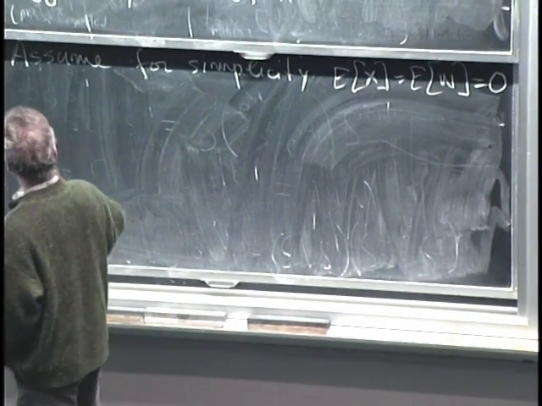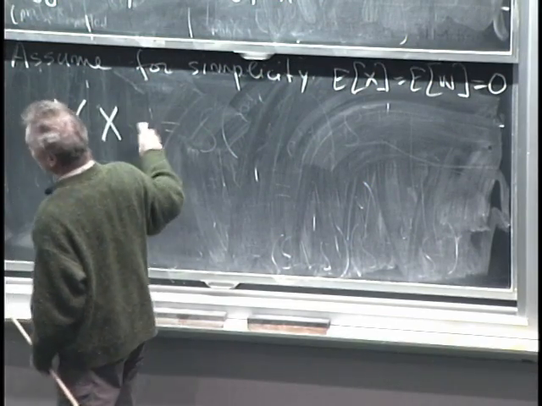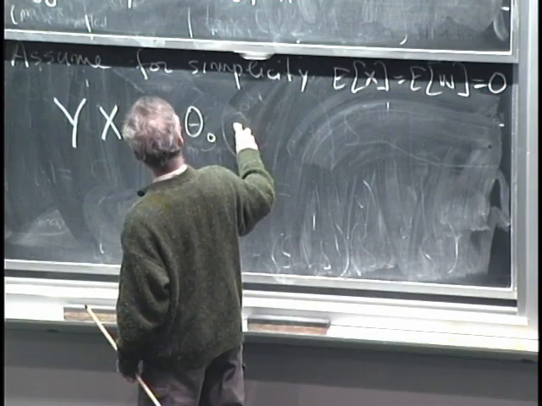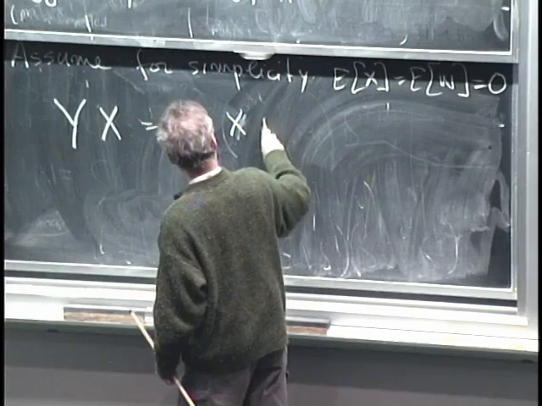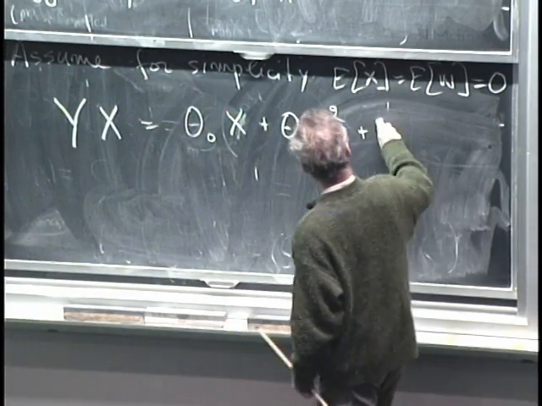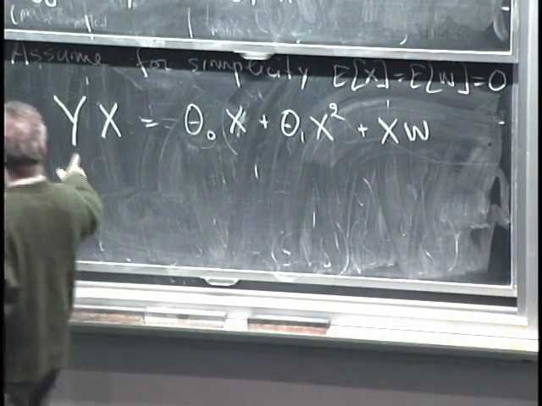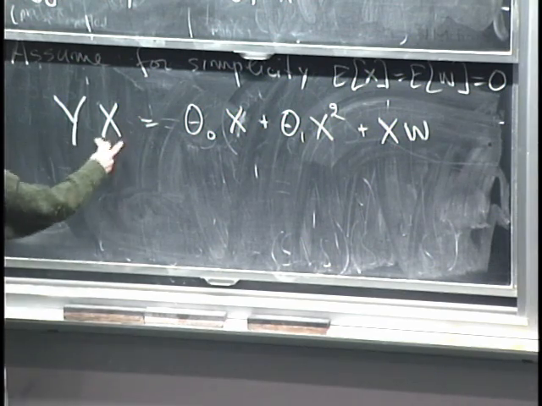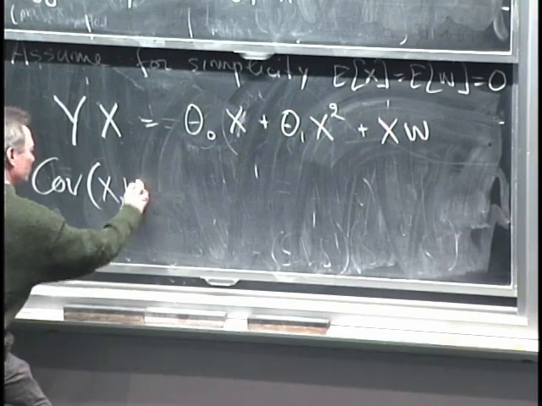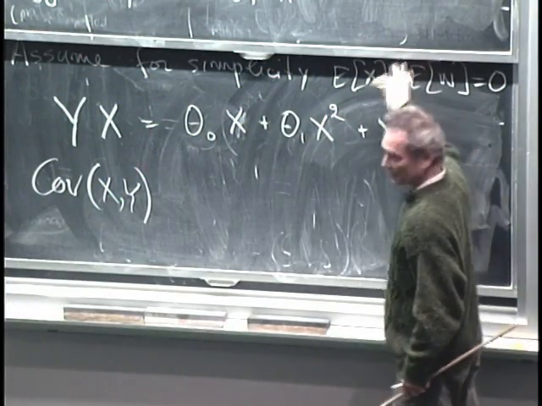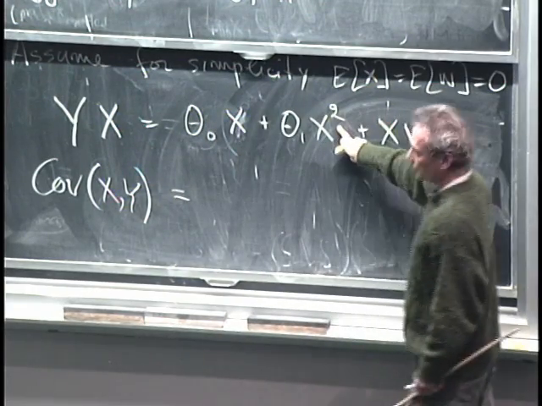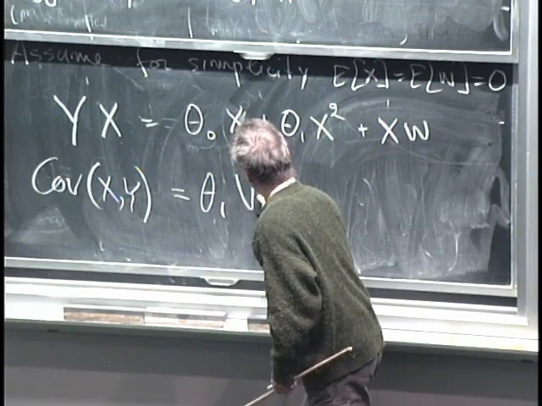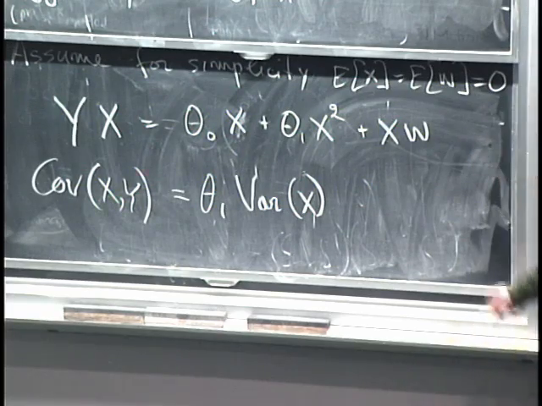Let's multiply both sides of this equation by x. So we get y times x equals theta 0 x plus theta 1 x squared plus x w. And now take expectations of both sides. If I have 0 mean random variables, the expected value of yx is just the covariance of x with y. I have assumed that my random variables have 0 mean, so the expectation of this term is 0. This one is going to be the variance of x, so I have theta 1 times the variance of x. And since I'm assuming that my random variables have 0 mean, and I'm also assuming that w is independent of x, this last term also has 0 mean. So under such a probabilistic model, this equation is true.